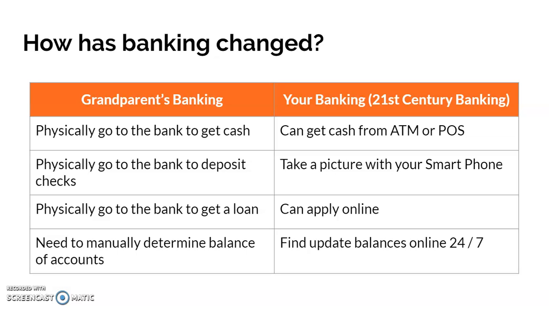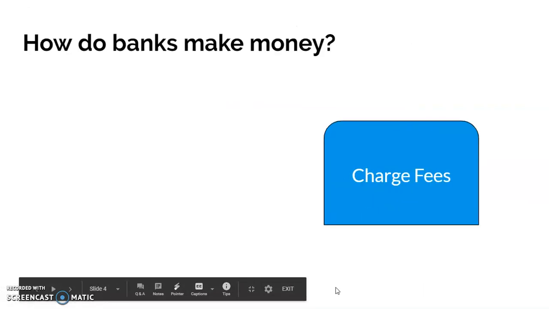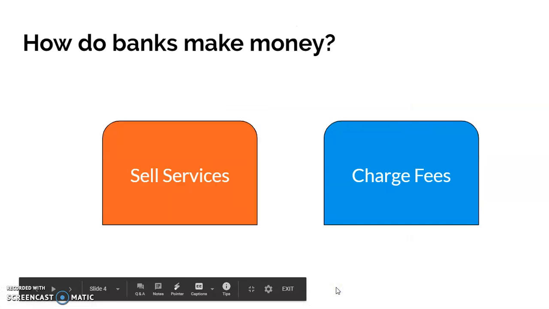We can get cash from ATMs, automated teller machines, as well as POS, point of sale purchases. We can take a picture with our smartphone in order to make deposits. We can apply for loans online through a web portal. And we can find updated balances online 24/7, either through the web portal or through a banking app. Quite a bit different as technology has changed the way we as consumers do our banking on a daily basis.